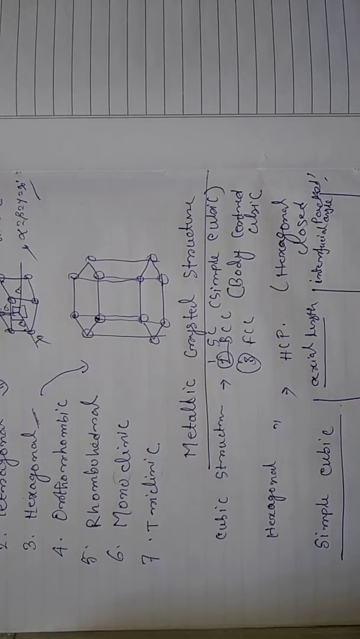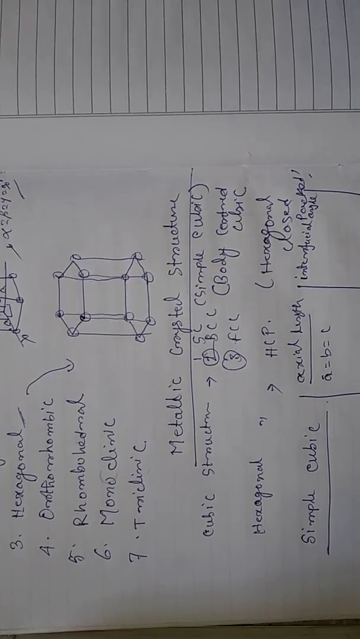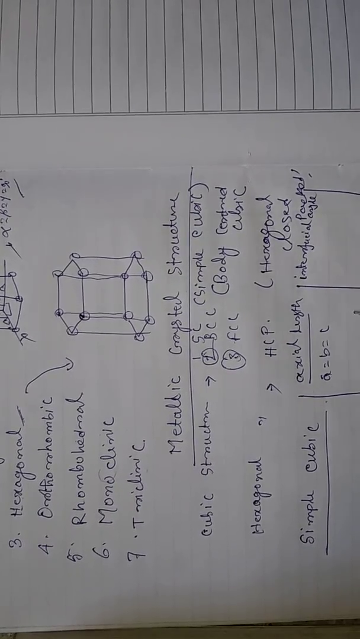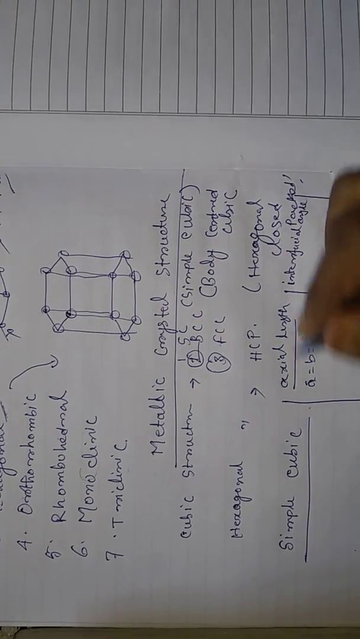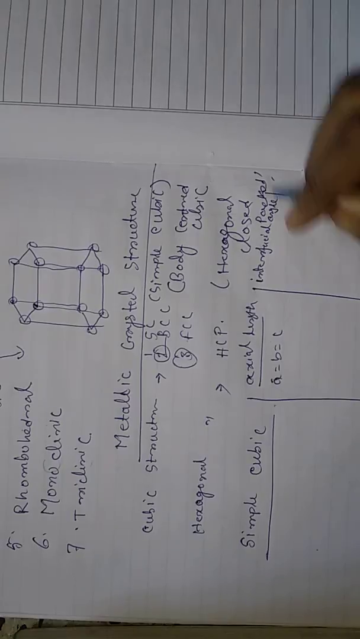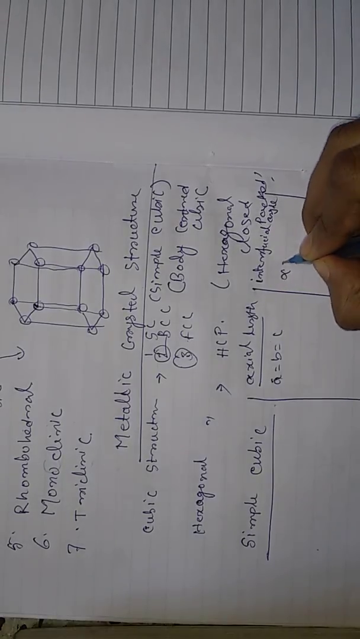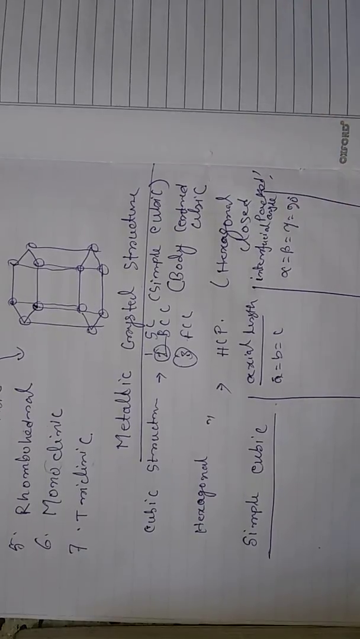In case of simple cubic structure, the axial length will be a = b = c, because all the lengths along the x, y, z axes are the same. And the interfacial angles alpha, beta, gamma are right angles to each other. So alpha = beta = gamma = 90 degrees for simple cubic.